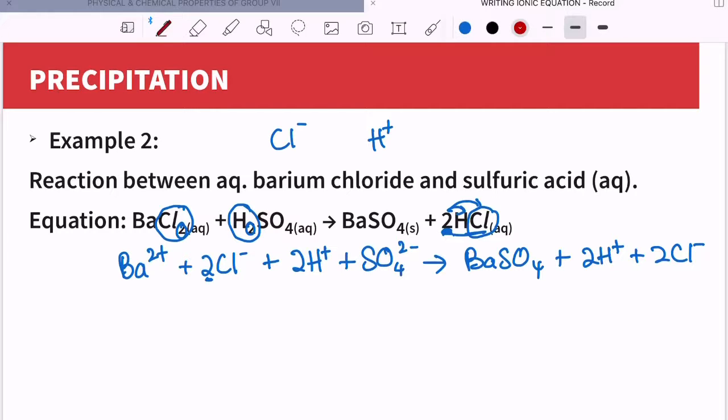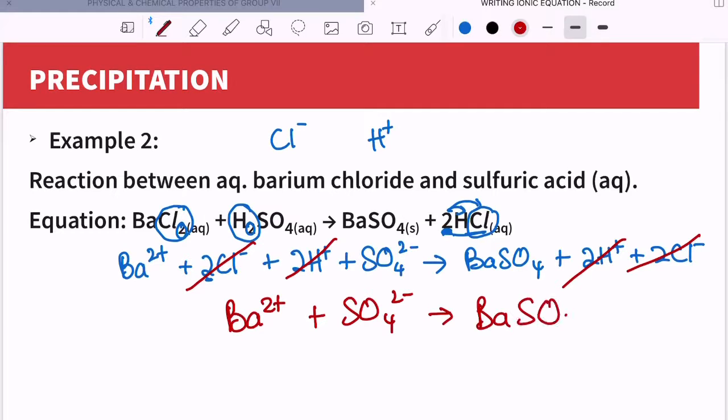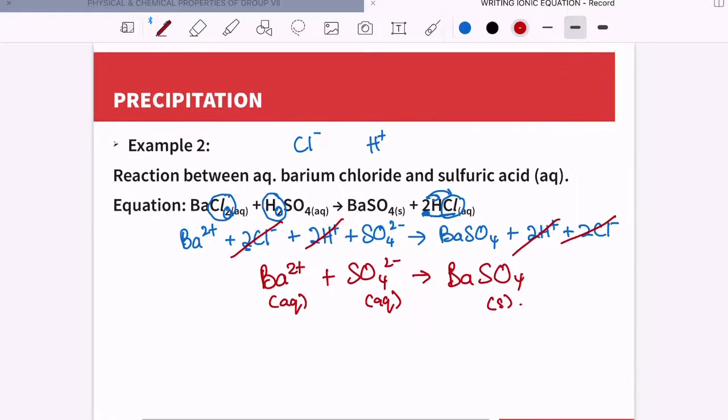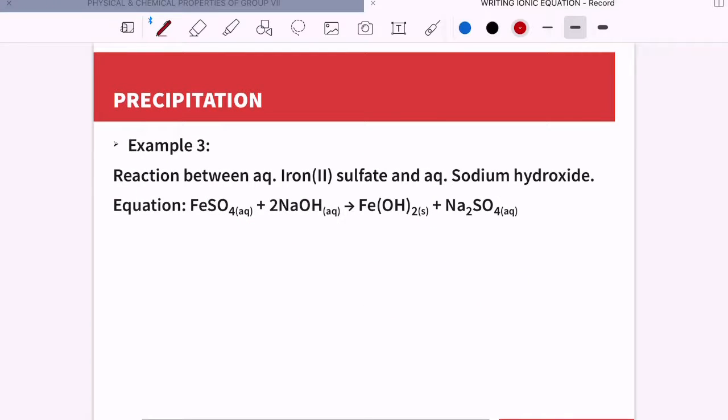Okay, now you have to cancel the same ions between the left and right side. So let's see, your chloride and your chloride, your hydrogen ion and hydrogen ion, no more. So let's write the remainder, Ba2 plus, SO4 2 minus to form BaSO4. Put the state symbol, this is from the aqueous, lastly the product.